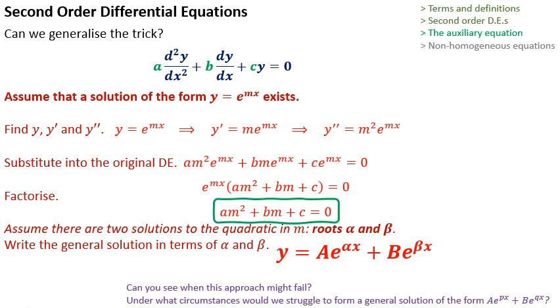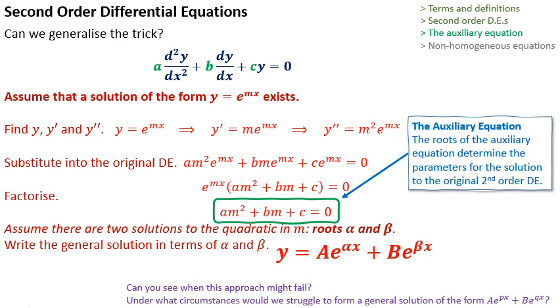Speaking of which, this particular quadratic equation is what we're talking about when we refer to the auxiliary equation. Auxiliary equation because it's an equation which is related to and yet not equivalent to the original second-order differential equation. The a, the b, and the c are exactly the same constants as appeared in front of the second derivative, the first derivative, and the 0th derivative.